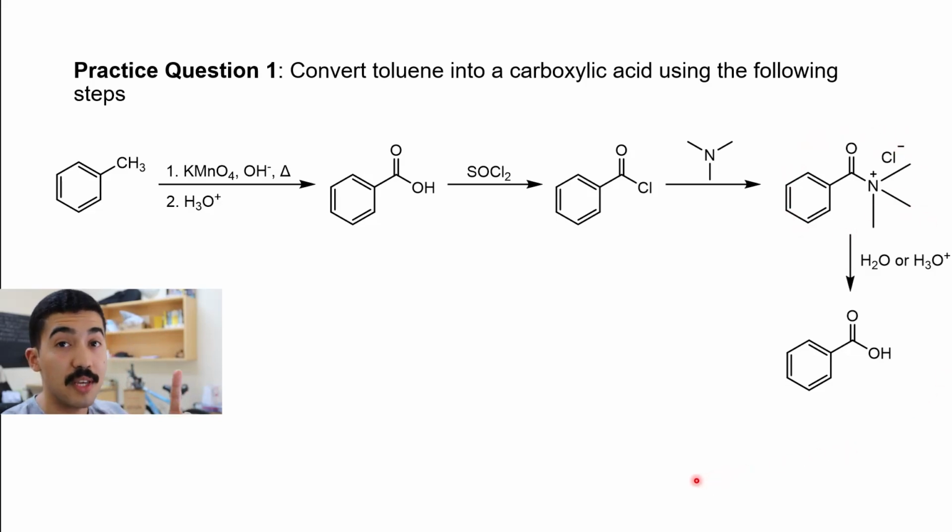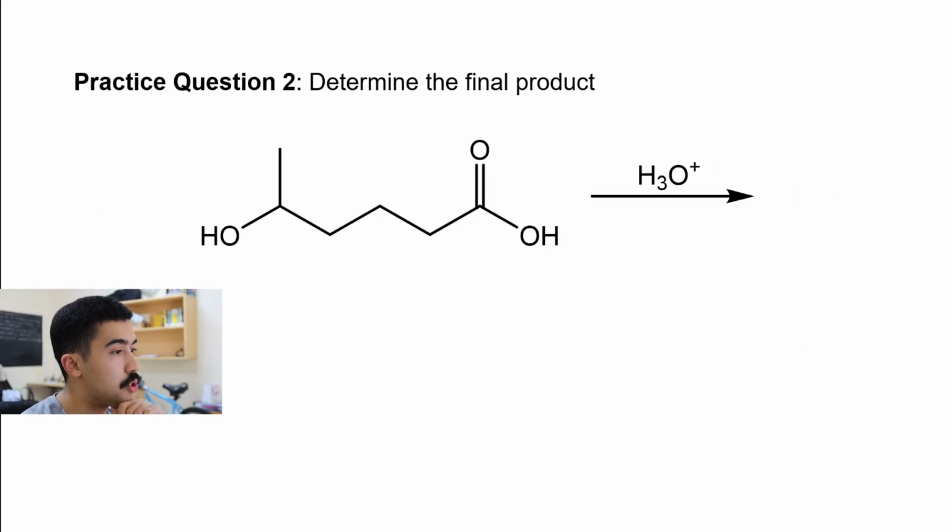It would have been super easy if it had asked us, like I said, to convert our toluene into a carboxylic acid, because then we could have just reacted it with KMnO4, OH minus, heat, and H3O plus. But the question posed the limitation of forcing you to go through this step over here, so that the examiners can test your ability to think outside of the box. Okay. Next question here, practice question 2, says determine the final product.